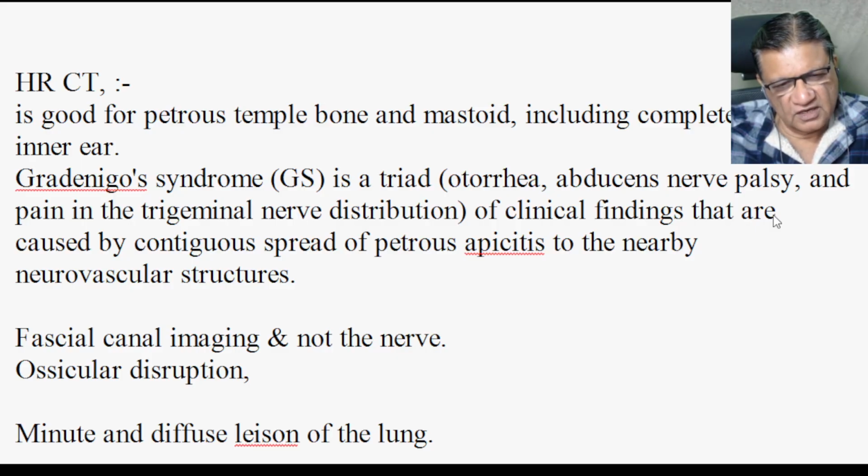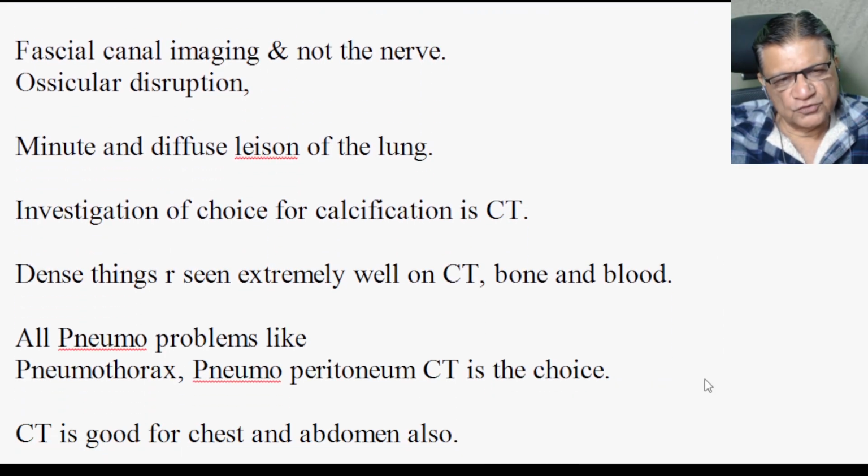The facial canal imaging and not the nerve. The ossicular disruption. So mostly the intracranial part of the ENT can be diagnosed by HRCT. The minute and diffuse lesions of the lung, again HRCT. It is an investigation of choice for calcification, so the CT is the investigation of choice for calcifications. Dense things are seen extremely well on CT. Bone and blood are very clear on CT.